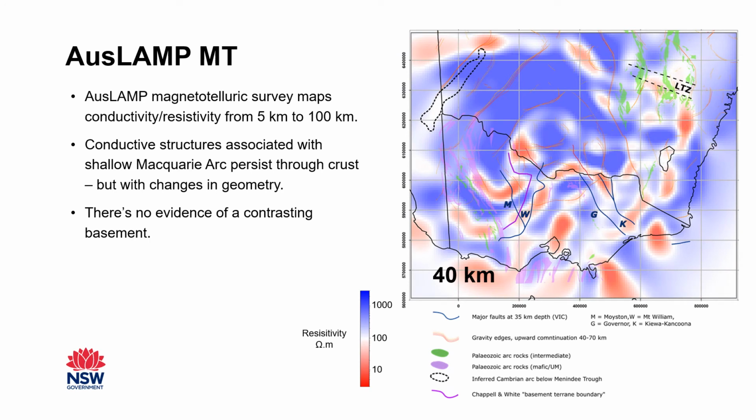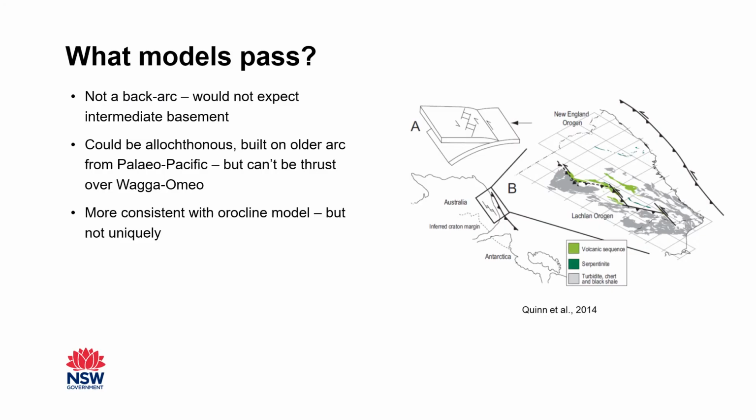There is no evidence of a contrasting low conductivity basement, as we might expect if there were a substantial MORB crust surviving. We'll move on to the tectonic implications.